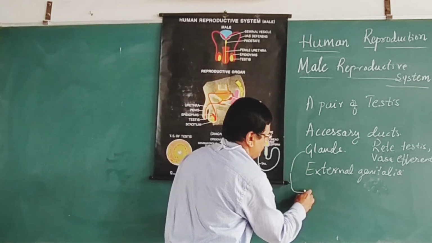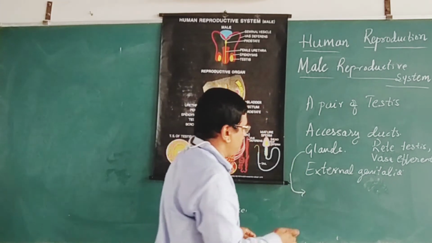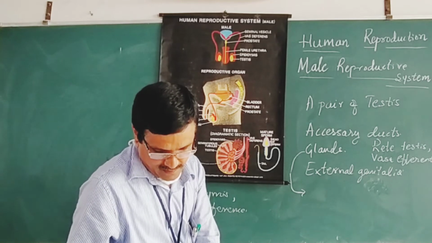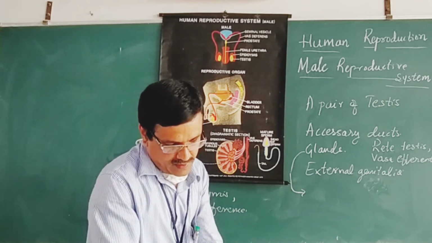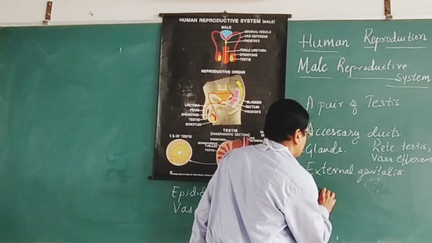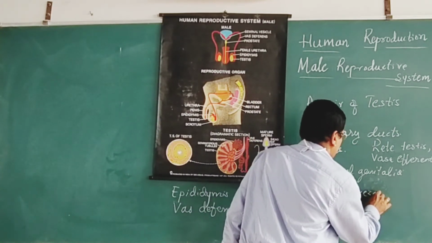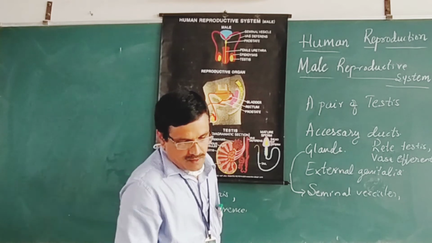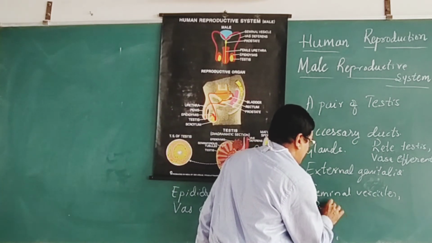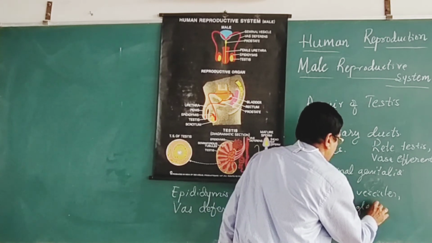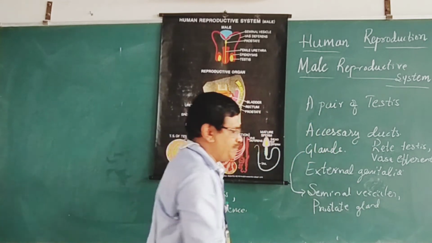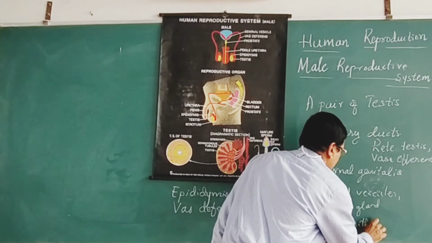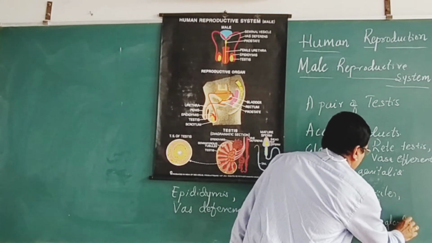Then the male accessory glands consist of seminal vesicles, prostate gland, and bulbourethral glands.